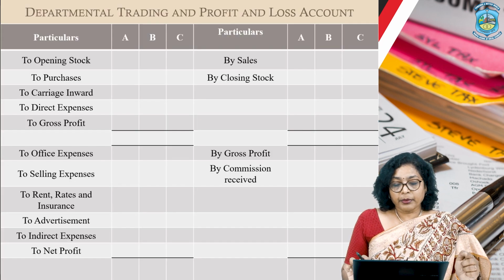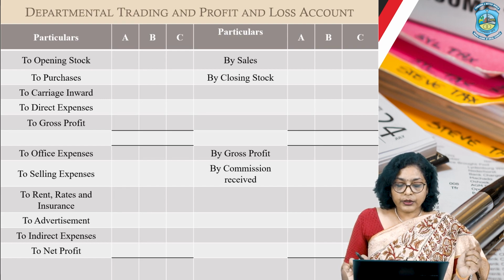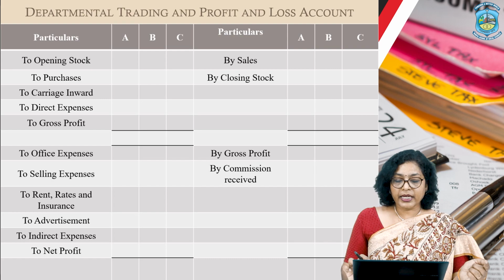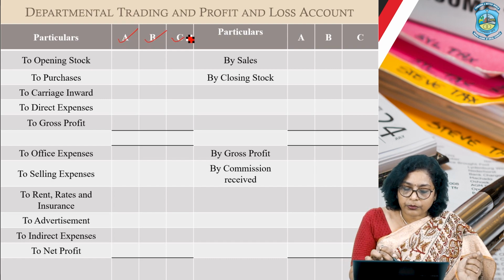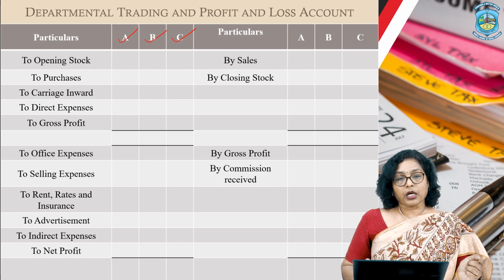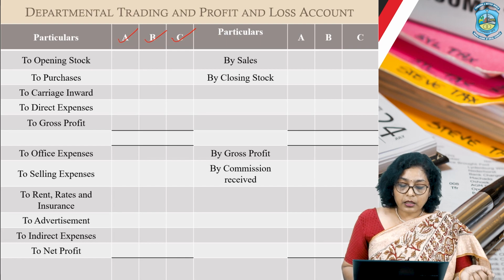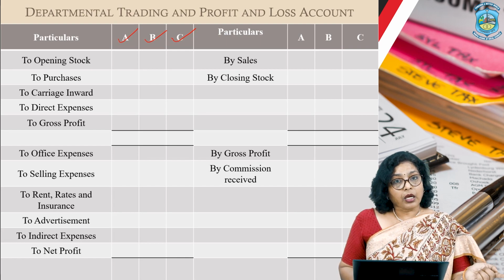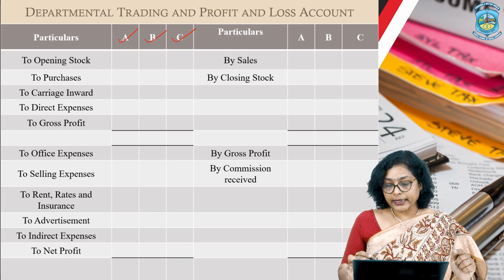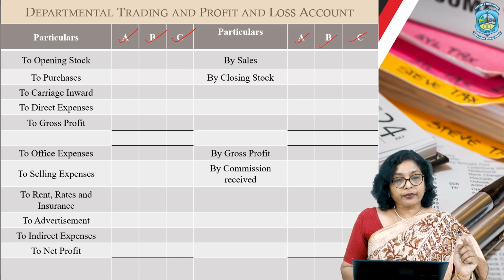See, this is the specimen of departmental trading and profit and loss account. As you are seeing here, this is nothing but the trading and profit and loss account. Only the difference is the number of columns. These columns are for the departments. If there are 3 departments, in that case, there will be 3 amount columns in the debit side and 3 amount columns in the credit side, as you are seeing here. The rest will remain same.